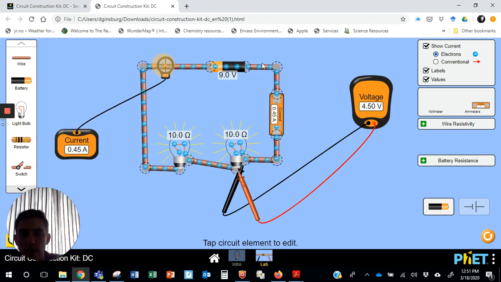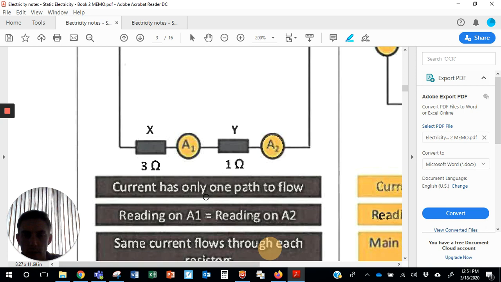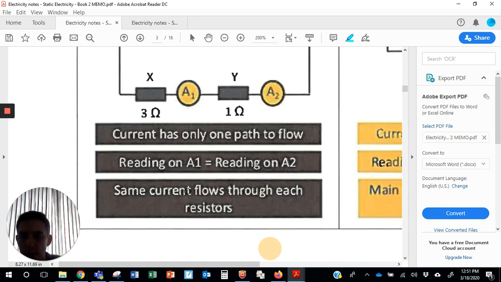So please don't think that current goes around the circuit and some current is used up by this bulb so that less goes out of the bulb than what came in. Current at all points of the series circuit is the same. So that's very important. Same current flows through each resistor.